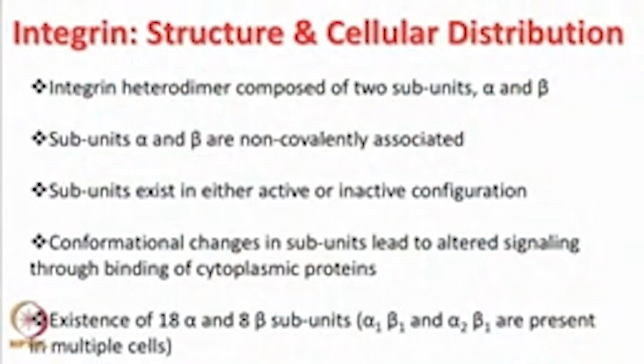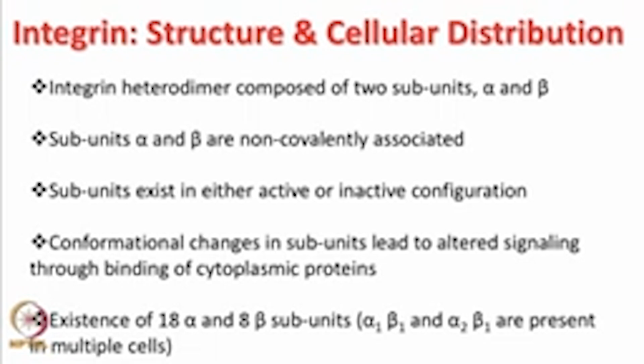Okay. So, if you look at the structure of integrins, they are non-covalently associated heterodimers. So, they have two units, alpha and beta, and hence are called a heterodimer, and these units associate in a non-covalent manner depending on the outside signal. Okay. So, these subunits come together when they are active. Okay. And this conformational change in the subunits leads to signaling through binding of cytoplasmic proteins. So, you have various combinations of integrins possible, actually 18 alpha and 8 beta subunits have been determined. Okay.